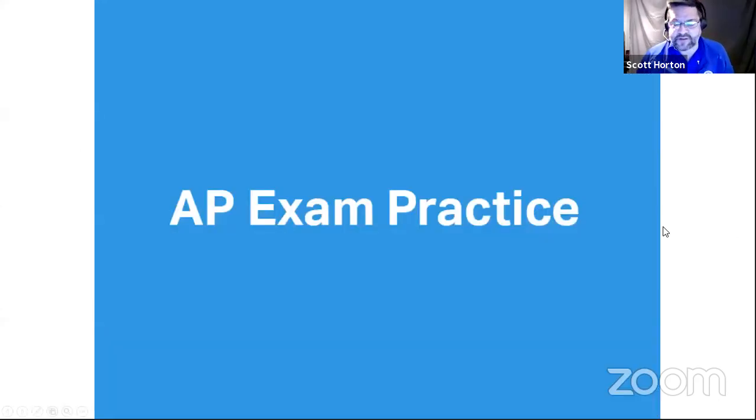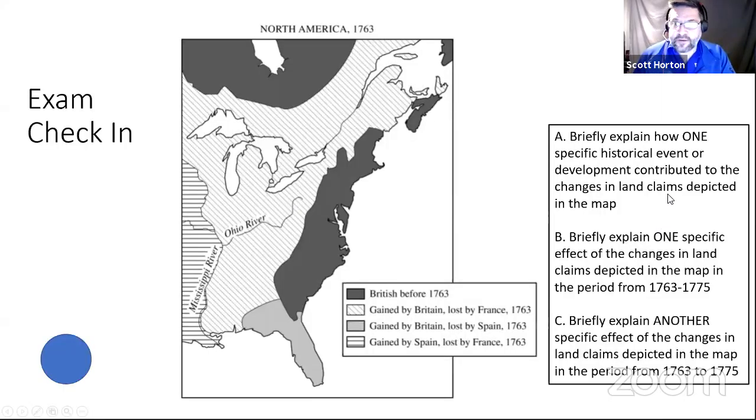So, quick exam practice question. You might get a question like this, taking a look at a map. Briefly explain one specific historical event that contributed to the changes that you see here, one specific effect of the changes, and then another specific effect of the changes. So thinking of causation here, what caused the changes that you see here, and what were two effects of the changes that you see here. So we'll get the timer started here.